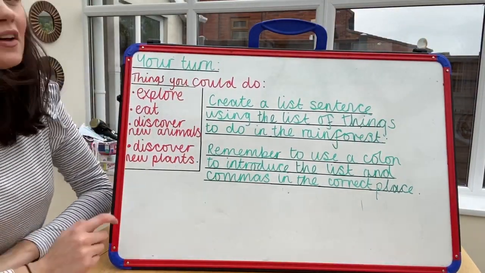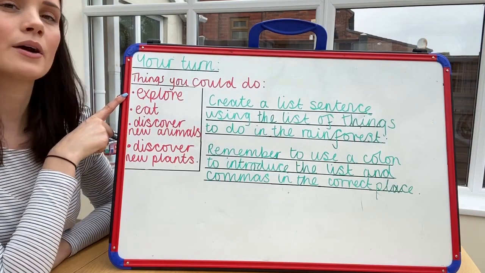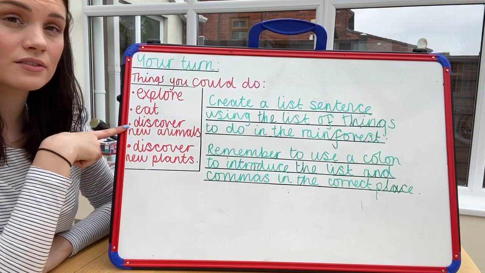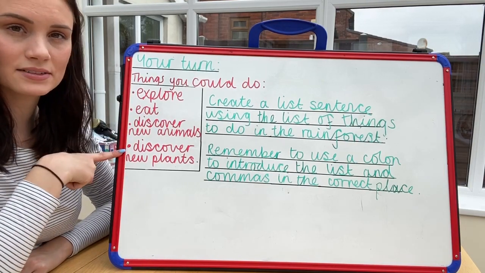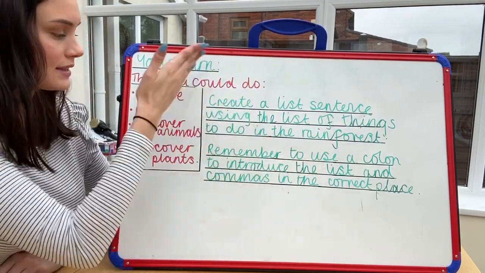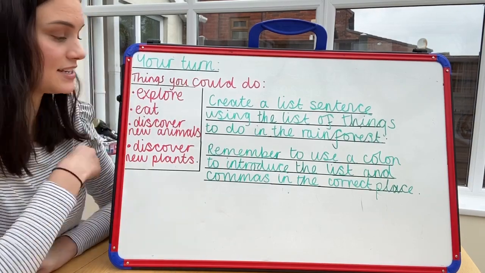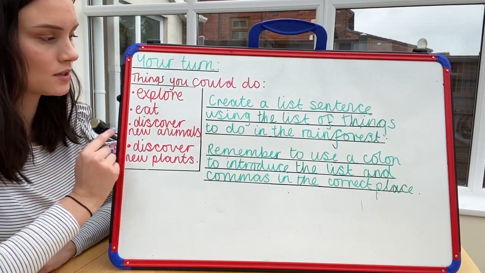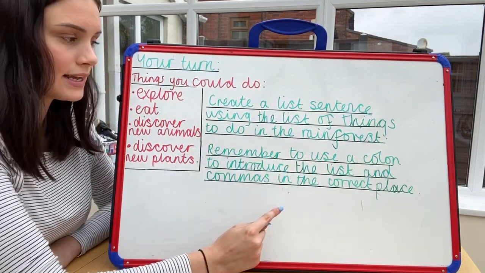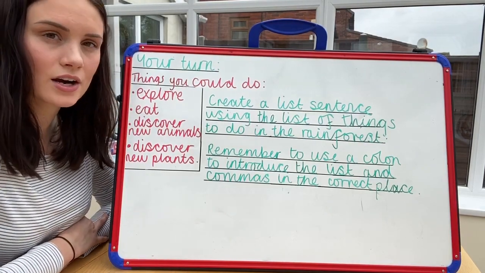Okay, so your turn. I have already thought about things that you could do in the rainforest, so I think that you could explore, you could eat, you could discover new animals, and you could discover new plants. Now what I'd like you to do is create a list sentence using the list of things that you could do in a rainforest. If you can think of better ideas, then feel free to change these items. And remember to use a colon to introduce the list and commas in the correct places to separate the items in a list.